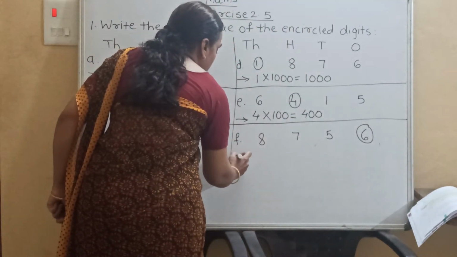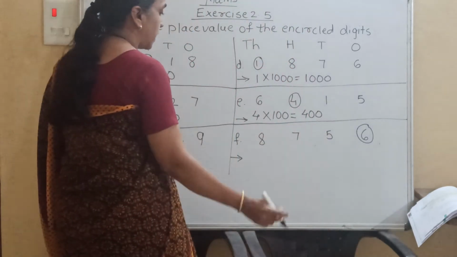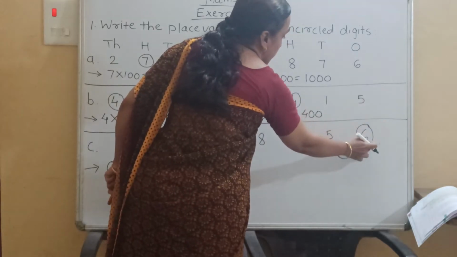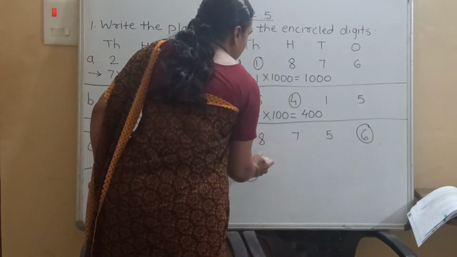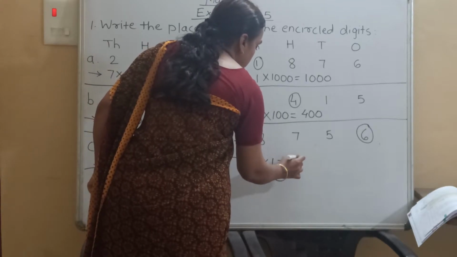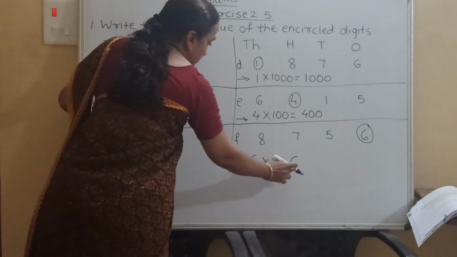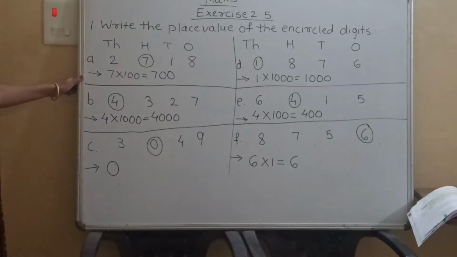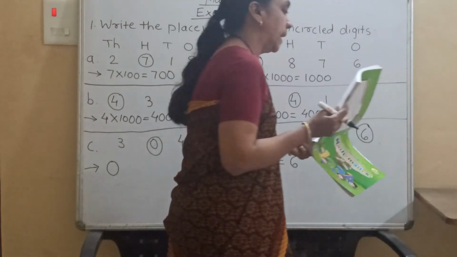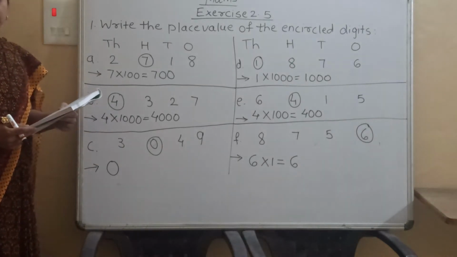Now see question F. 8756. Very simple. The circle is on the first digit, that is, on ones. So you just write that number and multiply by 1. 6 ones are how much? 6. So what is our answer? Our answer is 6. In this way you have to complete G, H, I like this only in your notebook.